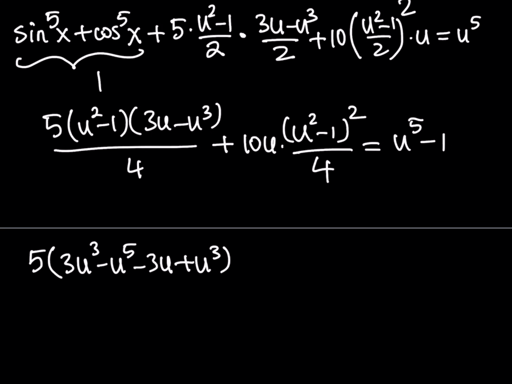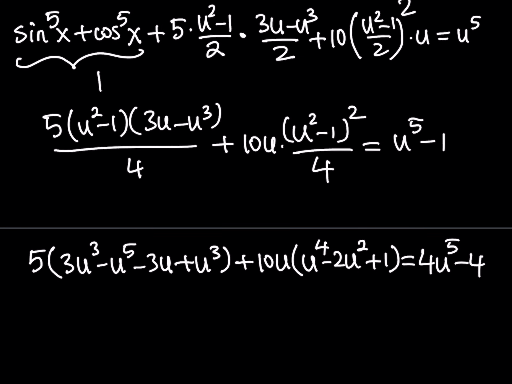You got to do it very carefully because if you mess up, then it's going to mess up the whole thing. And this guy over here is going to multiply 10u by u to the 4th minus 2u squared plus 1. And of course, 4 cancels out and multiply 4 by this expression here, 4u to the 5th minus 4. Okay, so everything was multiplied by 4. Everything looks good. Let's go ahead and simplify this more.